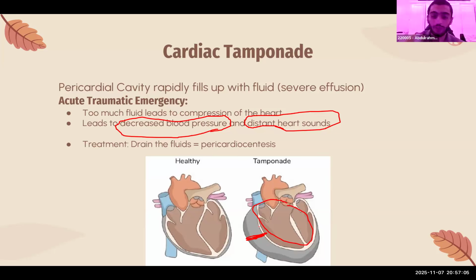If you put an apex beat, you can't really feel for the apex beat because the heart is all the way back. And how do you treat this? You just remove the fluid. You put in a needle and then you remove the fluid.